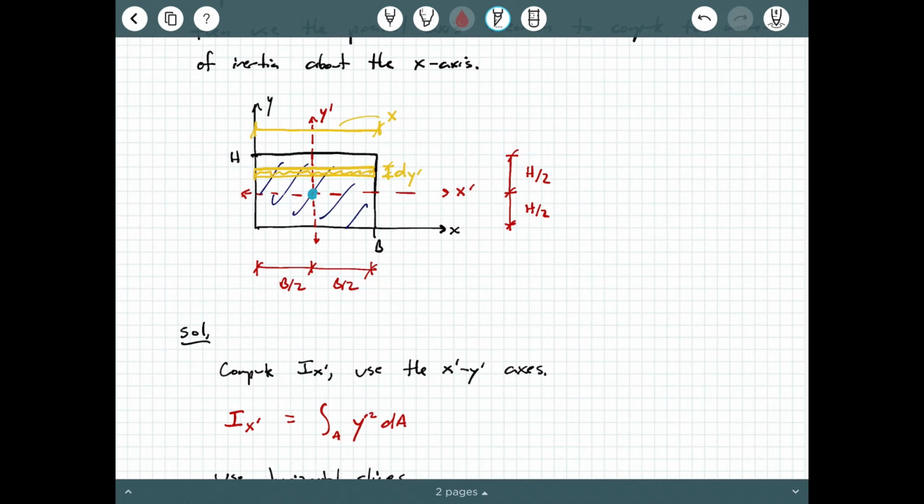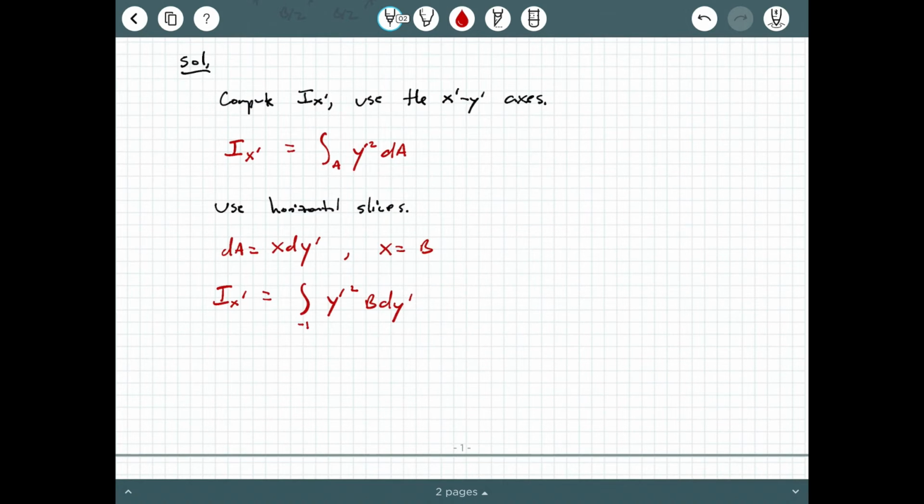So based on this origin, the centroidal origin, I should be integrating from negative h over 2 to positive h over 2. Okay, again, forget about the xy axes. You're looking at the x prime, y prime axes. You're going from negative h over 2 to positive h over 2. All right, so we're going to put that in here, negative h over 2 to positive h over 2 here. Okay, and now we're ready to perform this integration.